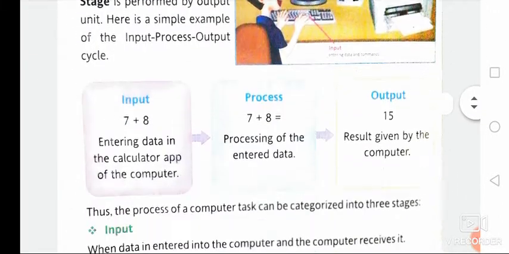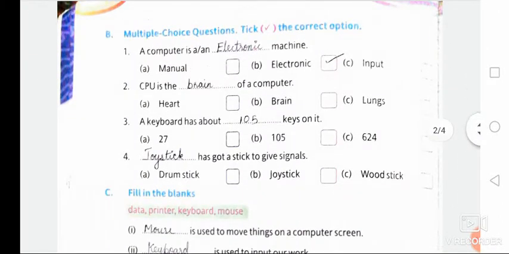Now let's move to the exercise part. First, multiple choice questions. First one, a computer is an electronic machine. Second one, CPU is the brain of a computer. Third one, a computer has about 105 keys on it. Fourth one, joystick has got a stick to give signals.